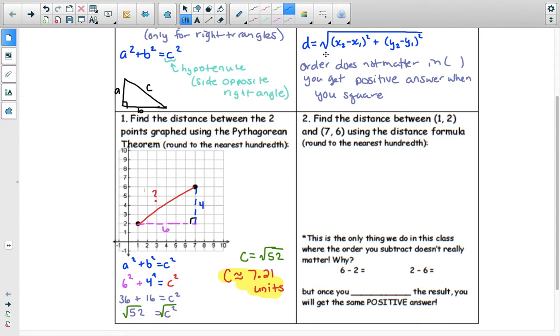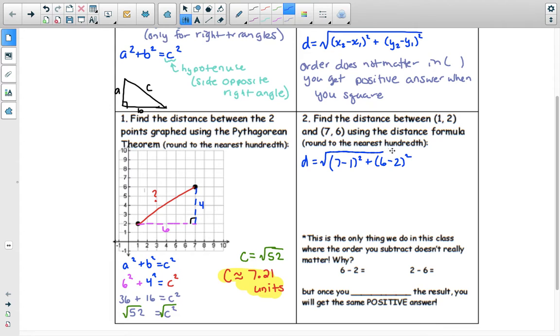is right here. D equals square root of x sub 2 minus x sub 1, all of that squared, plus y sub 2 minus y sub 1, all of that squared. So to find the distance, we're going to do d equals the square root of. I'm going to do x sub 1 and x sub 2. So I have x sub 2 is 7, so I'm going to have that in parentheses, 7 minus, and then my x sub 1 is 1, parentheses squared, plus parentheses y sub 2, since I use the 7 first, I'm going to use the 6 first, 6 minus our y sub 1 is 2, parentheses squared.